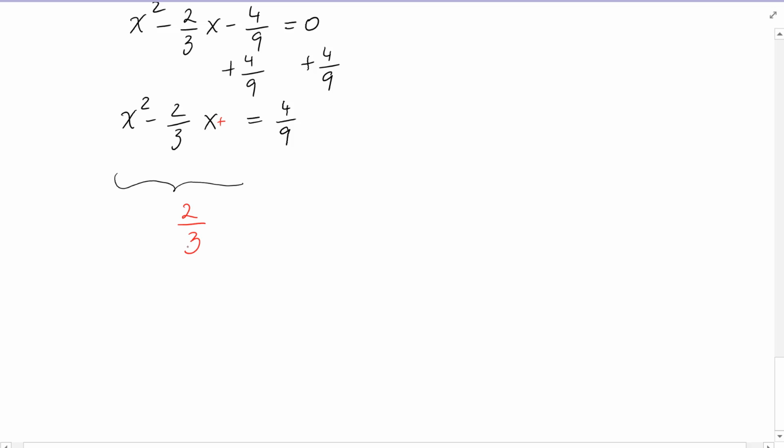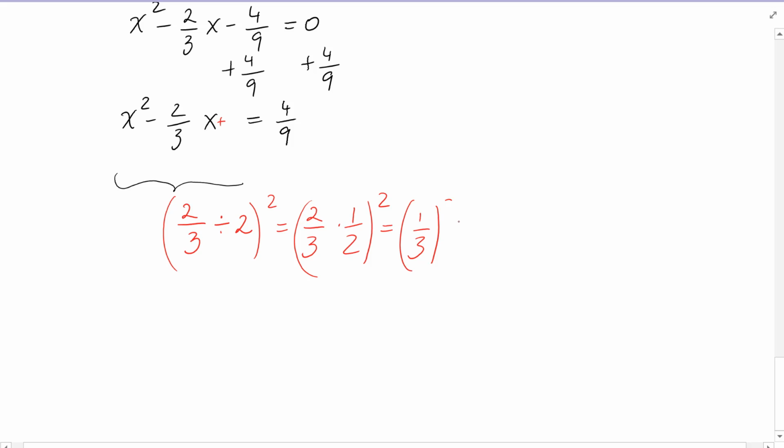half of the middle term. So the middle term is 2 over 3. Half of that, so divided by 2, right? That's how we do half. And then square. So basically 2 over 3 times 1 over 2 squared is 1 over 3 squared, which is 1 over 9. So I want to add 1 over 9 to both sides. How did I get that 1 over 9? By dividing the middle term by 2 and squaring it.